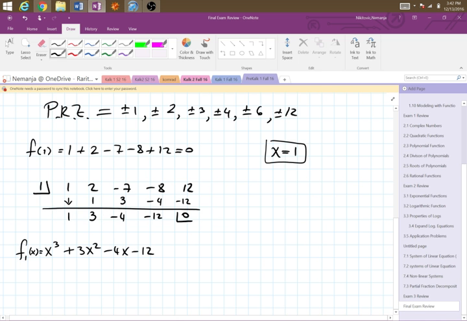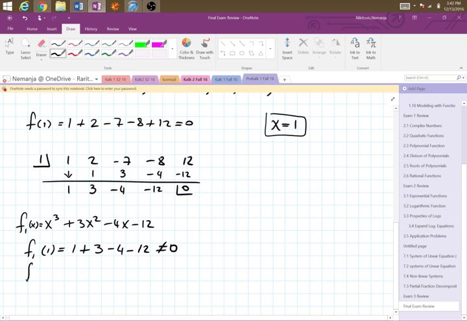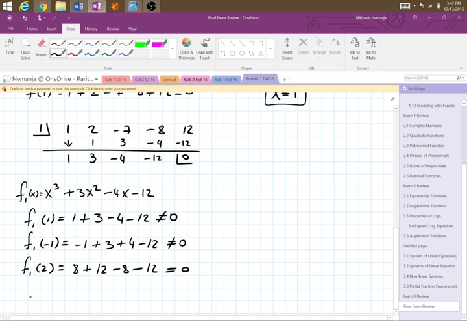So we try 1 again. How much is f of 1? 1 plus 3 minus 4 minus 12. That's not going to be 0, so we have to throw that one away. Let's try negative 1. That's negative 1 plus 3 plus 4 minus 12. Again, different from 0. That's bad. Let's try 2. We get 8 plus 12 minus 8 minus 12. Nice. So definitely x equals 2 is another root.